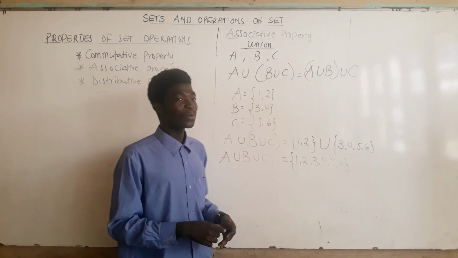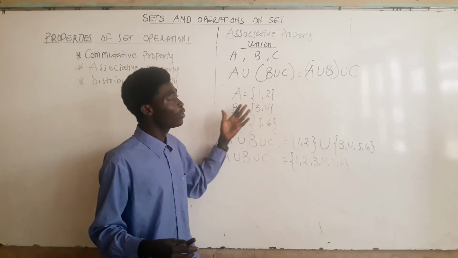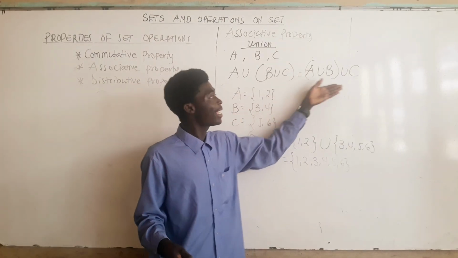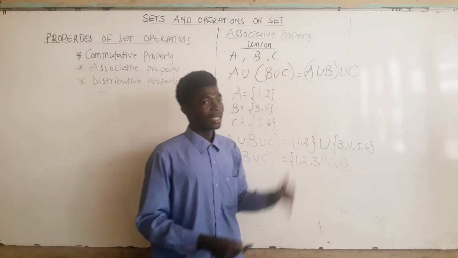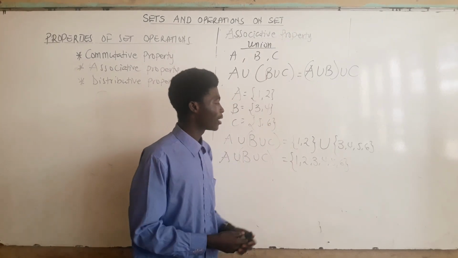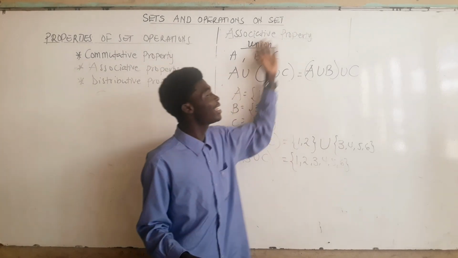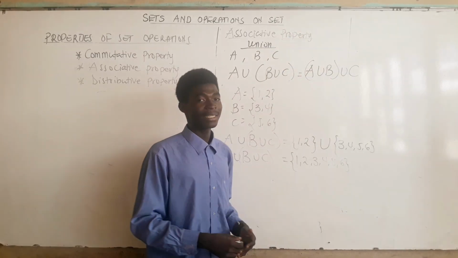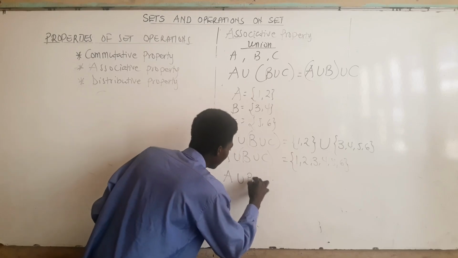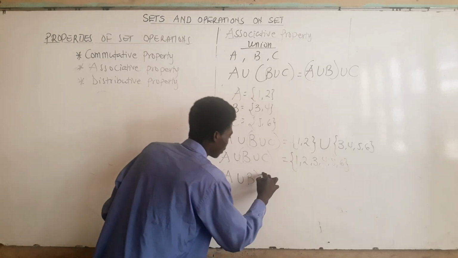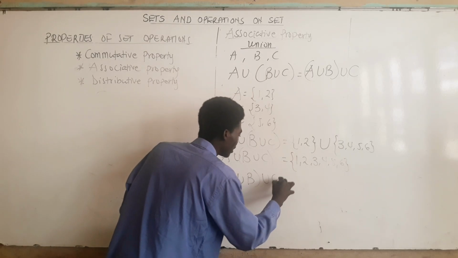The associative property is saying that even though we've interchanged the brackets and the operations here, the result for this will be the same as this. So let's check this out. Now we have (A union B), in one bracket, union C.